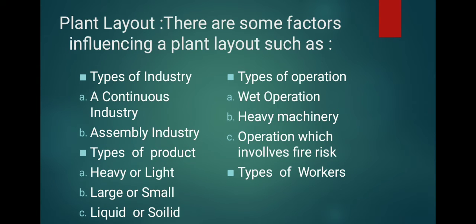So next is plant layout. There are some factors that influence the plant layout, such as types of industry. Types of industry: it is a continuous industry, where raw materials are received at one point and go from operation to operation until turned into finished products. And also assembly industry. Assembly is a case of manufacturing.